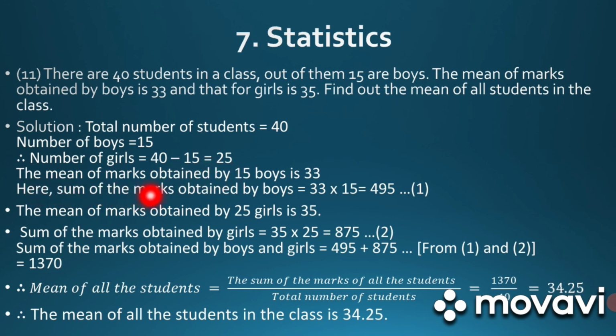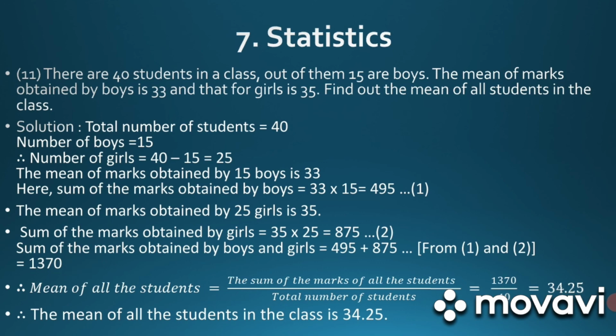The mean of marks obtained by 15 boys is 33, which is given. Here, the sum of the marks obtained by boys is equal to 33 into 15, which is equal to 495. Let this be 1. The mean of marks obtained by 25 girls is 35. Therefore, the sum of the marks obtained by girls is equal to 35 into 25, which is equal to 875. Let this be 2. The sum of the marks obtained by boys and girls together is equal to 495 plus 875 from 1 and 2. This is equal to 1370.